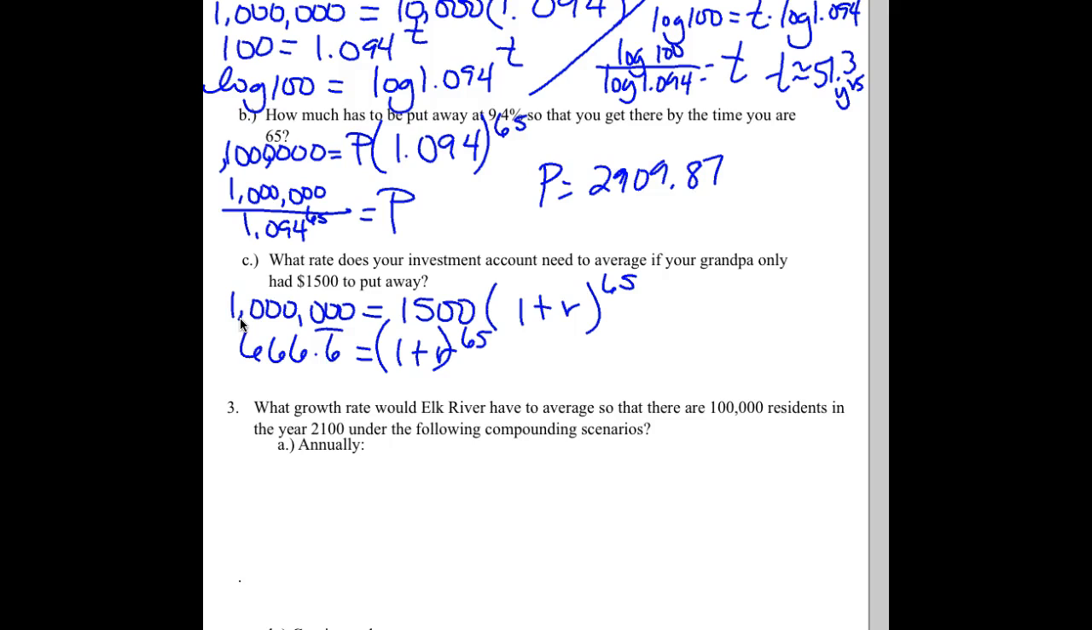Okay, how do we undo a 65th power? Take a 65th root. So you took the 65th root of this, right? And then you subtracted 1 from that answer. And you got R to be what? Came out to be 0.105 something, right? So 10.5%. Okay, so we'd have to have a more aggressive interest rate, maybe riskier funds, but over 65 years, it should balance it out okay.